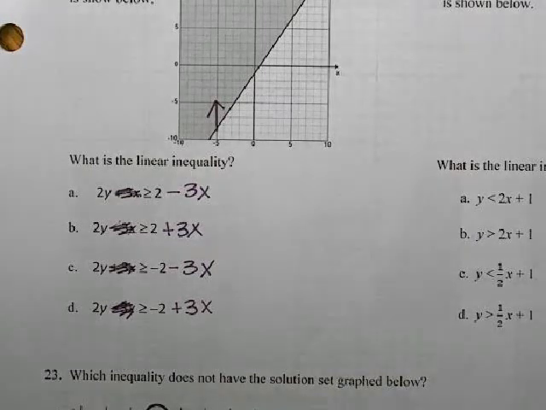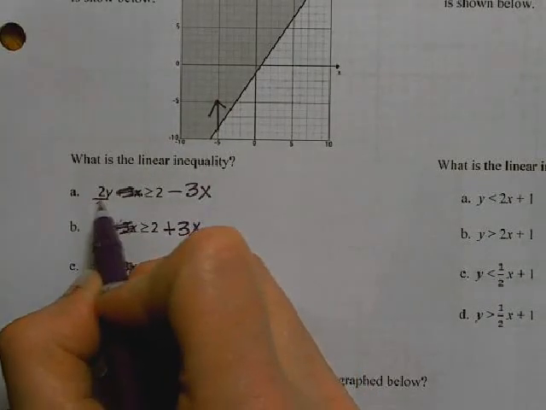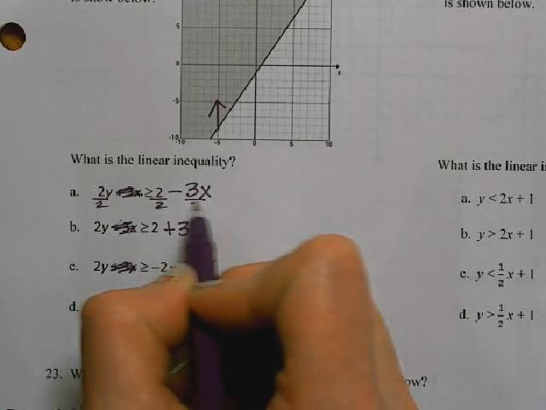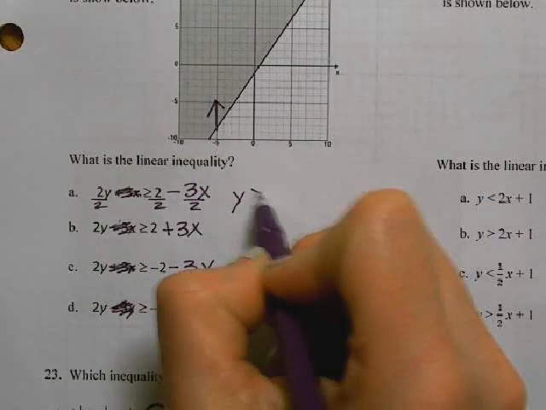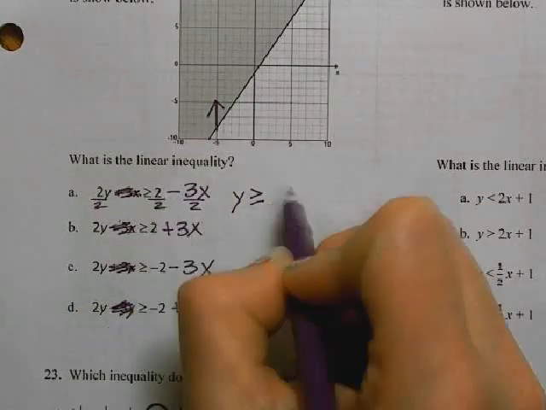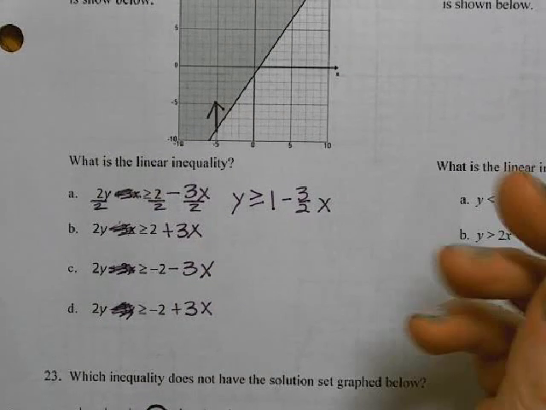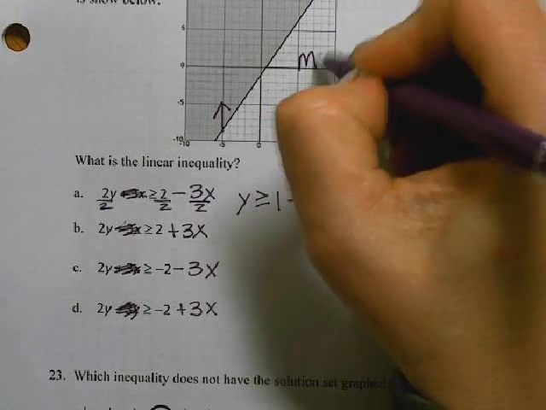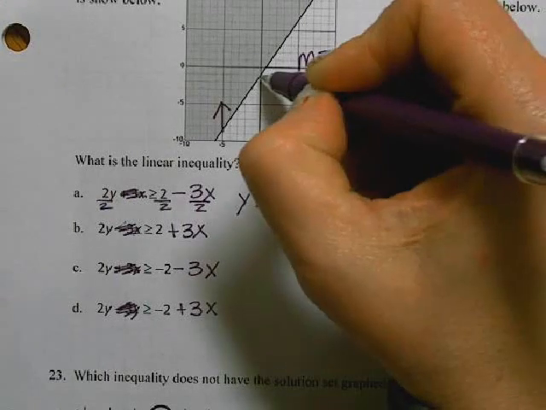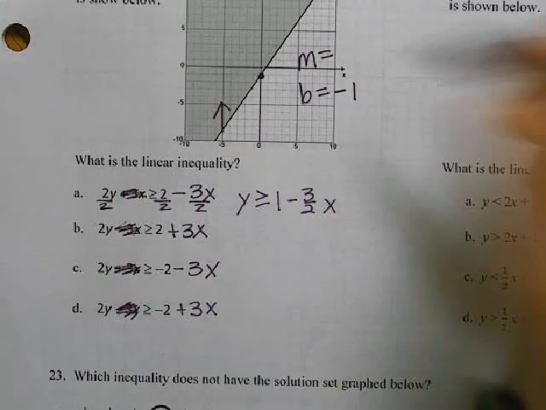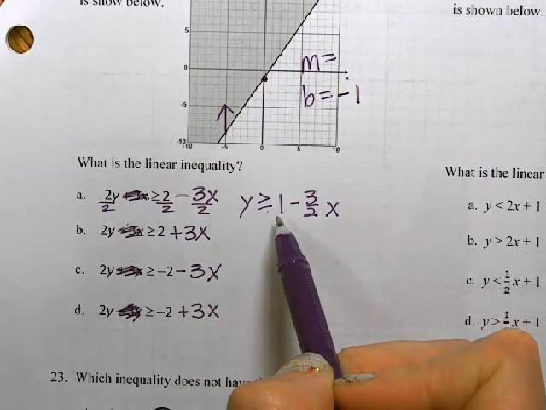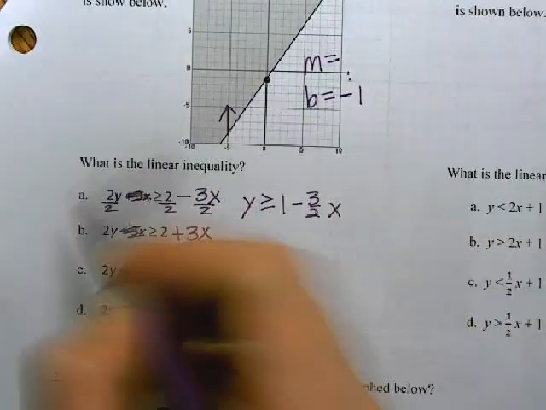Okay. The next thing I'm going to do on A is divide by 2. And remember, you have to share the love. So this is y is greater than or equal to 1 minus 3 over 2x. Up here, what's m and what's b? Well, b is negative 1, so I can automatically cross off A because b is 1 on A.